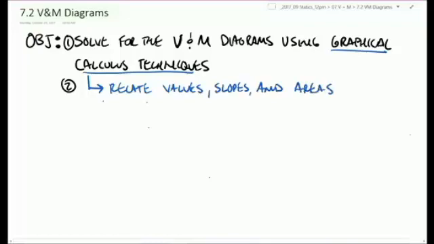Right? Fundamentally, if you have an equation and you take the derivative of that equation, what do you have? The slope, right? You have a function of the slope as it varies with length. And if you have an equation, you take an integral of the equation, you have an area under that curve, right? So we're going to use basically just those two relationships. As I talk about this graphical calculus techniques, we're going to focus on areas and slopes.